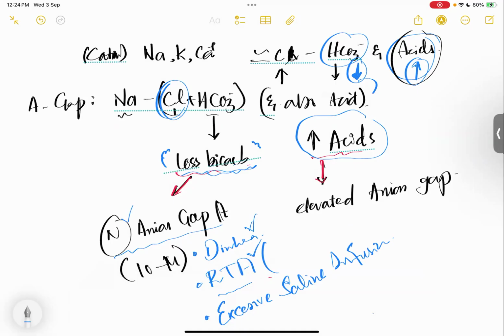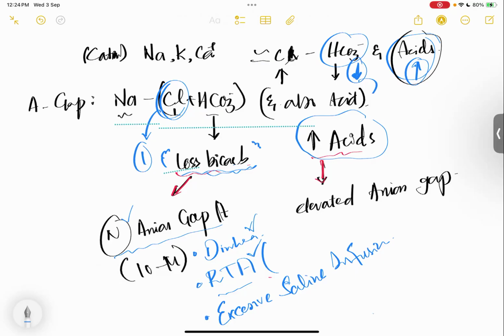Now tell me, anyone, when will it be normal anion gap acidosis? When there is only loss of bicarb, like diarrhea, RTA, or excessive saline infusion. Tell me the concept. If the problem is bicarbonate loss itself, the problem is bicarbonate itself. And the second is if we have infused chloride, like in normal saline.